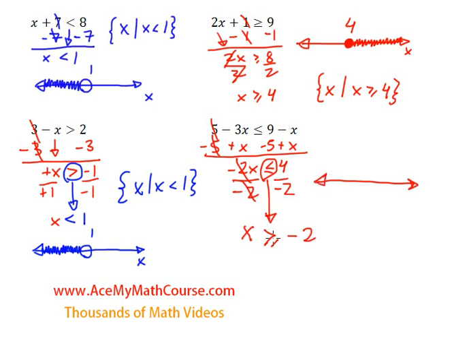It's greater or equal, so we're going to make a closed dot. We're going to fill it in. That's a negative 2, and x is greater, so I'm going to highlight the area to the right, because it can be anything greater than negative 2. Negative 1, 0, 3, 5, 20, a billion. So that is the answer.